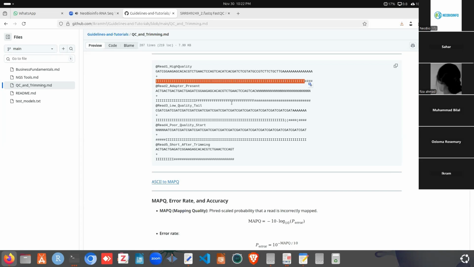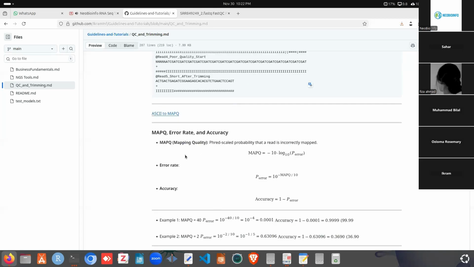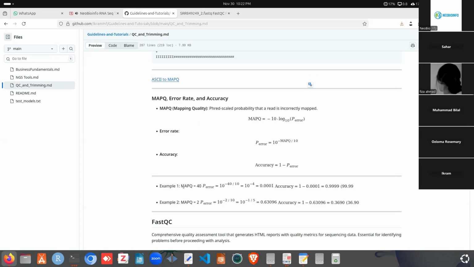So how do we know that these are very high? Here are some formulas to calculate the quality and the accuracy from that. Suppose we have a quality score of 40. If we place that score in this equation, we will get this one. This is the error rate, and from the error rate we can calculate the accuracy. If we subtract the error from 1, we will get the accuracy. So this is the accuracy, and it is 99.99% accurate.